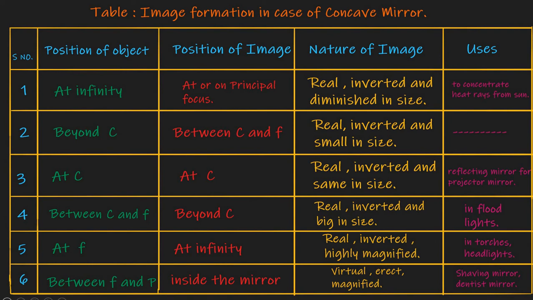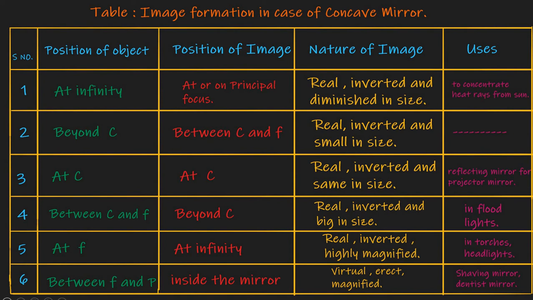Now let us see the image formations. Before seeing the image formations, for every ray diagram that is drawn, keep in mind we need a minimum of 2 rays of light for image formation, and the rays of light that we choose must follow the rules of image formation that we have discussed in the previous video.